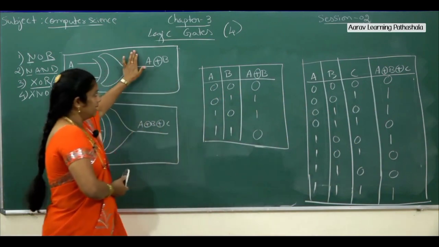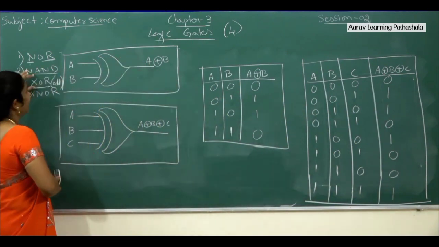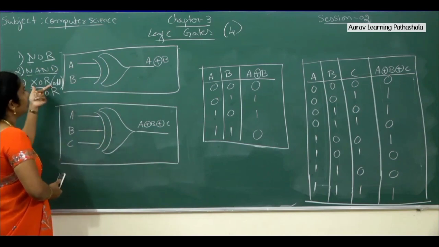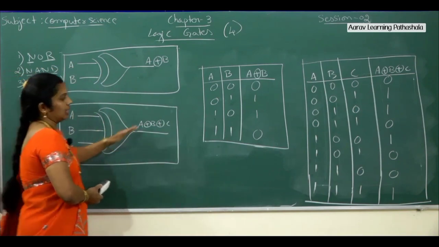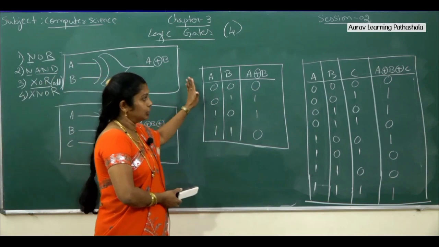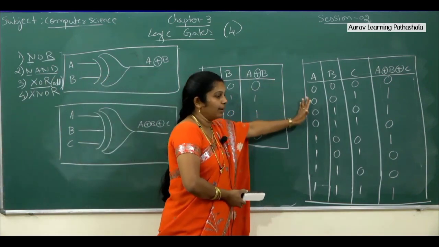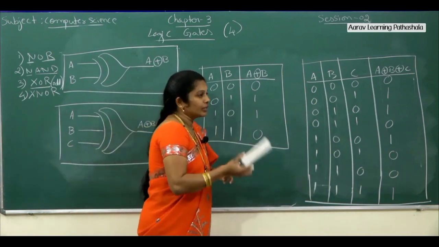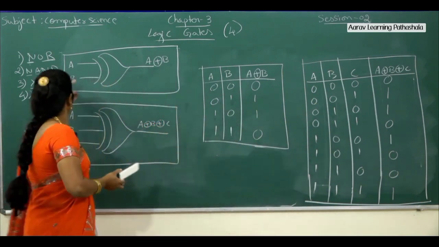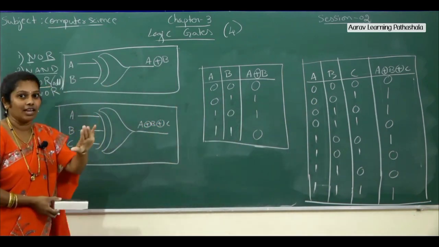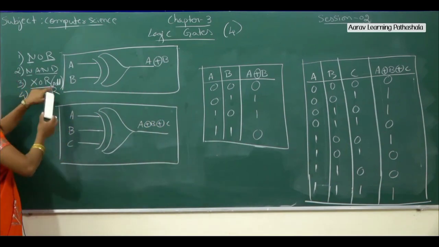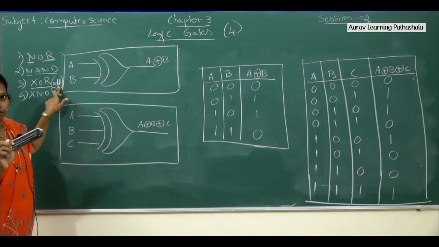This is the symbol for 2 variable in XOR gate. This is the symbol for 3 variables in XOR gate. Now this is the truth table for 2 variable. This is the truth table for 3 variable. In the exam they would ask, write the truth table for XOR gate for 3 variables. Like that also in the exam they would ask. Just keep it in your mind. Odd number of times you have to count.